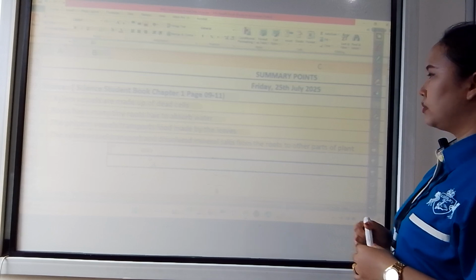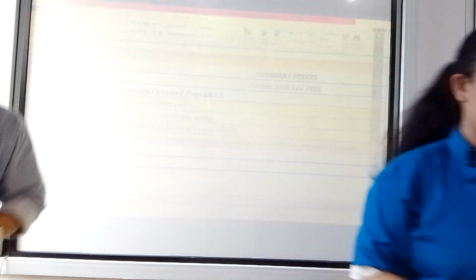Okay, now we can move to the vocabulary list, please. Now we move to the vocabulary list. We can start from science first. This one, please explain what it means by vessels.